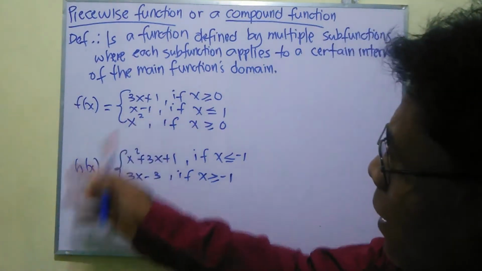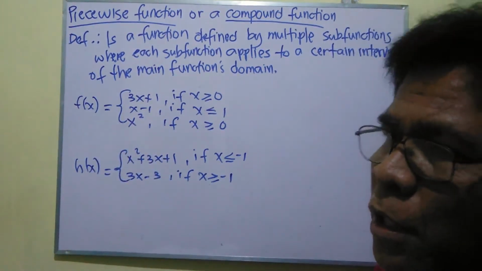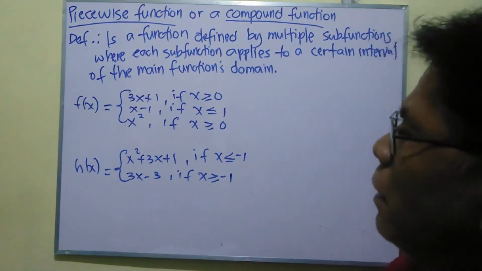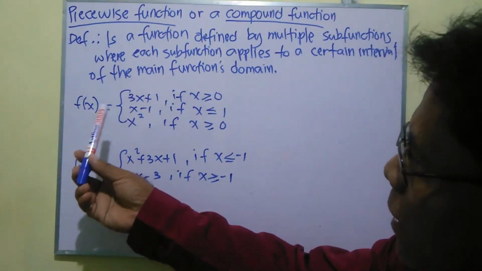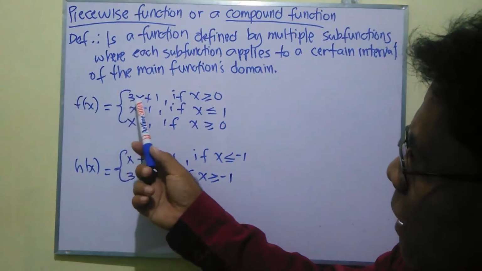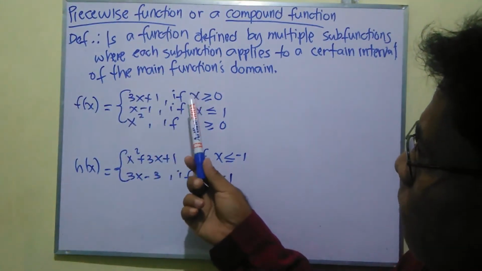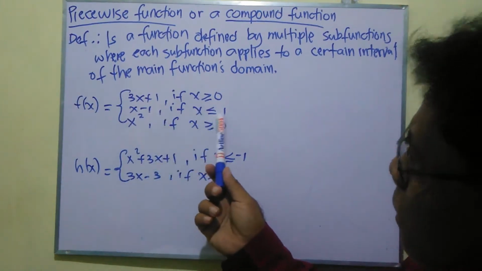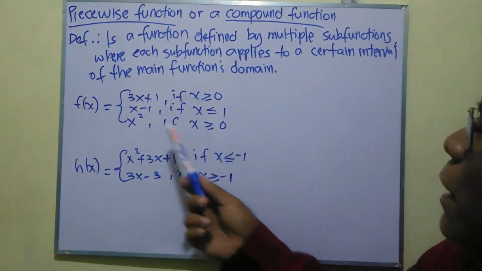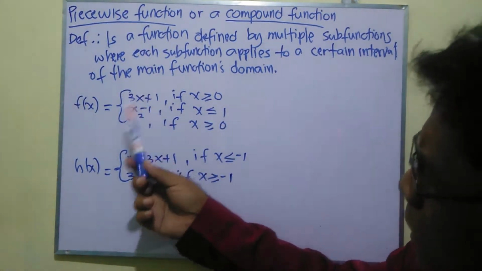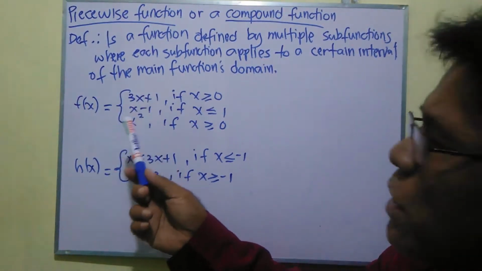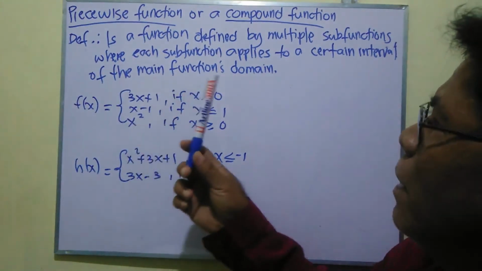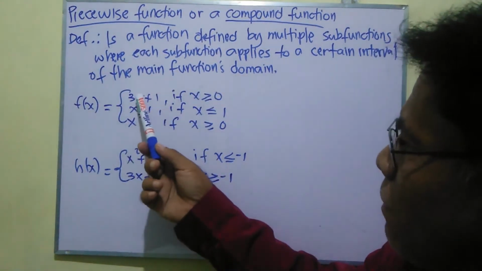Okay, I will write two examples of a piecewise function. Number 1, f of x equals 3x plus 1, x greater than 0; x minus 1, x less than or equal to 0; and x squared. Okay, this is the first example. This first piecewise function is composed of three sub-functions. These are the sub-functions.